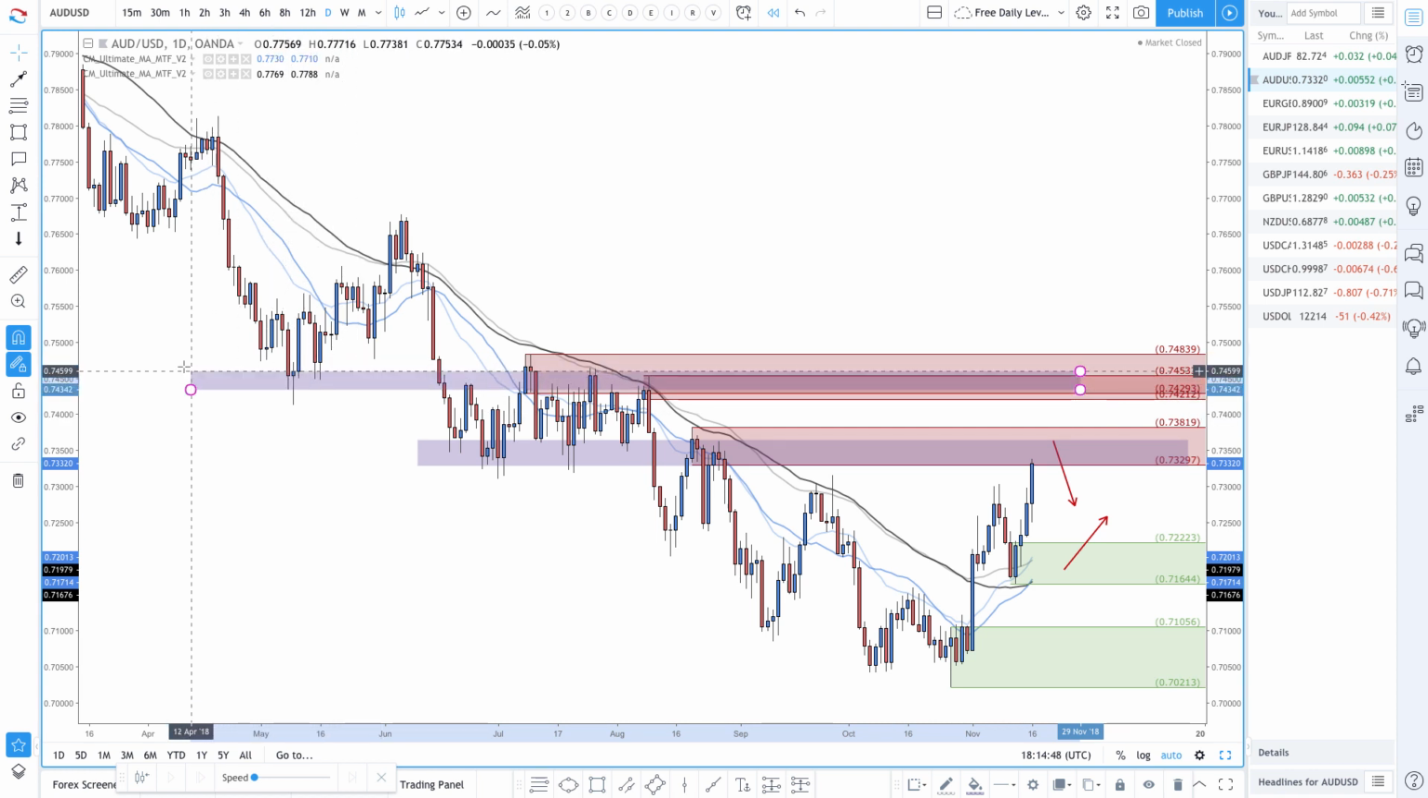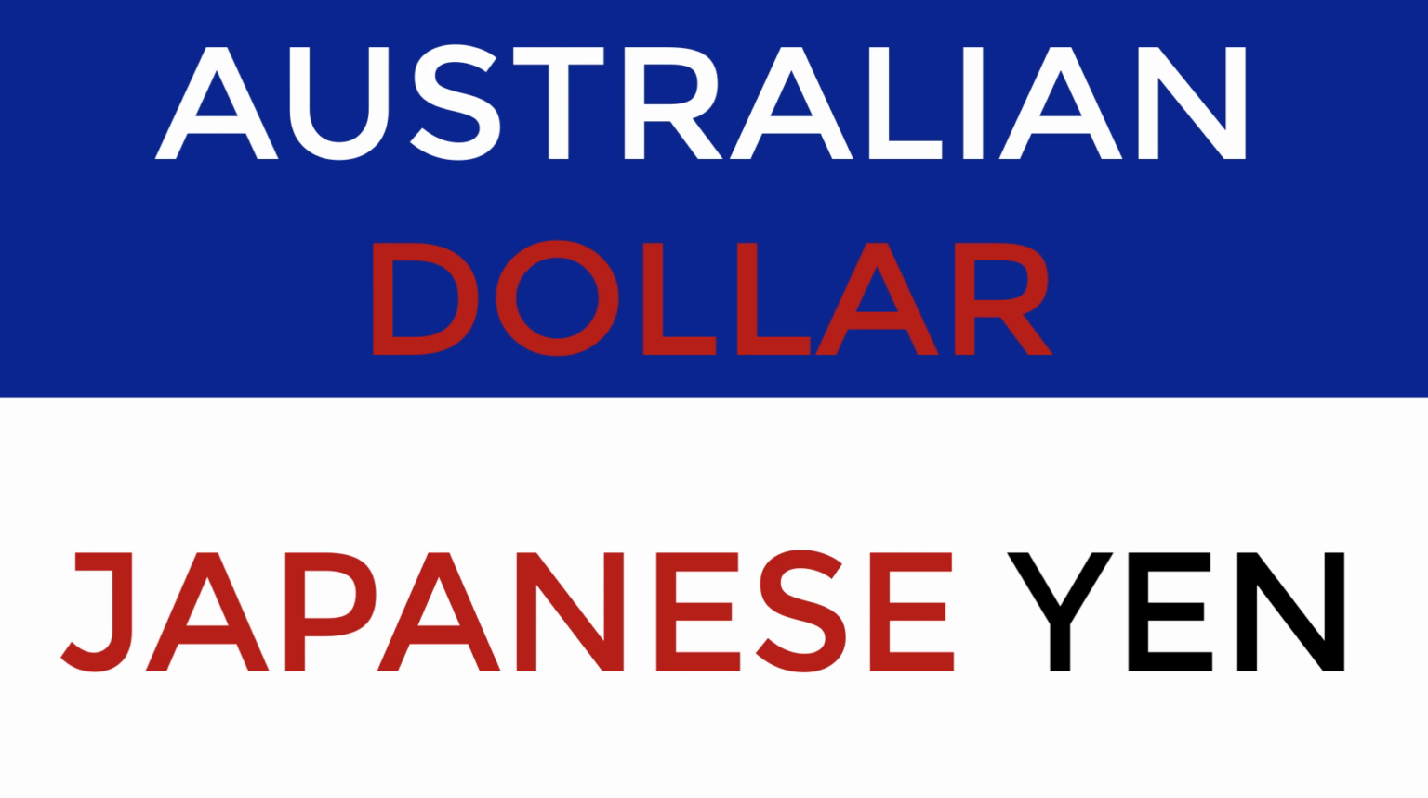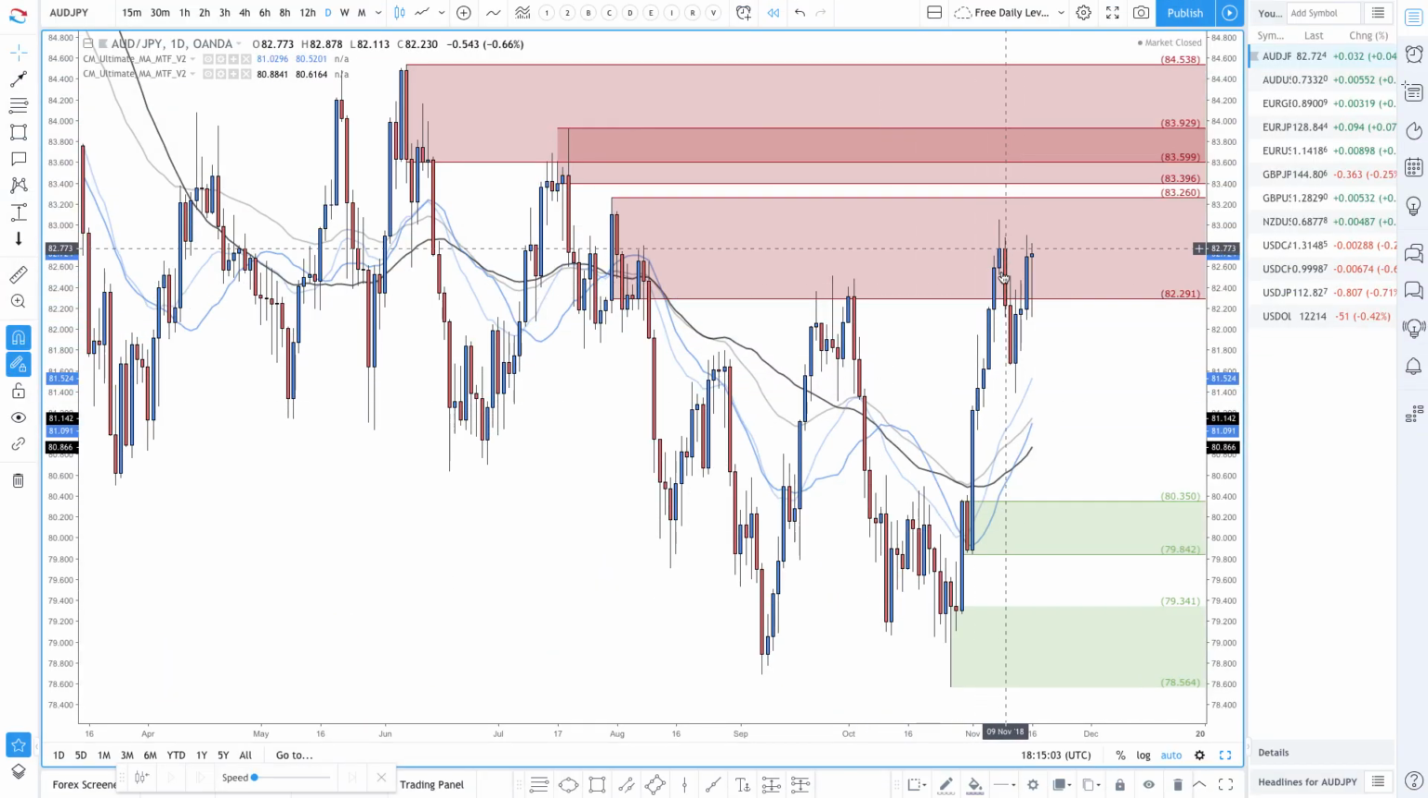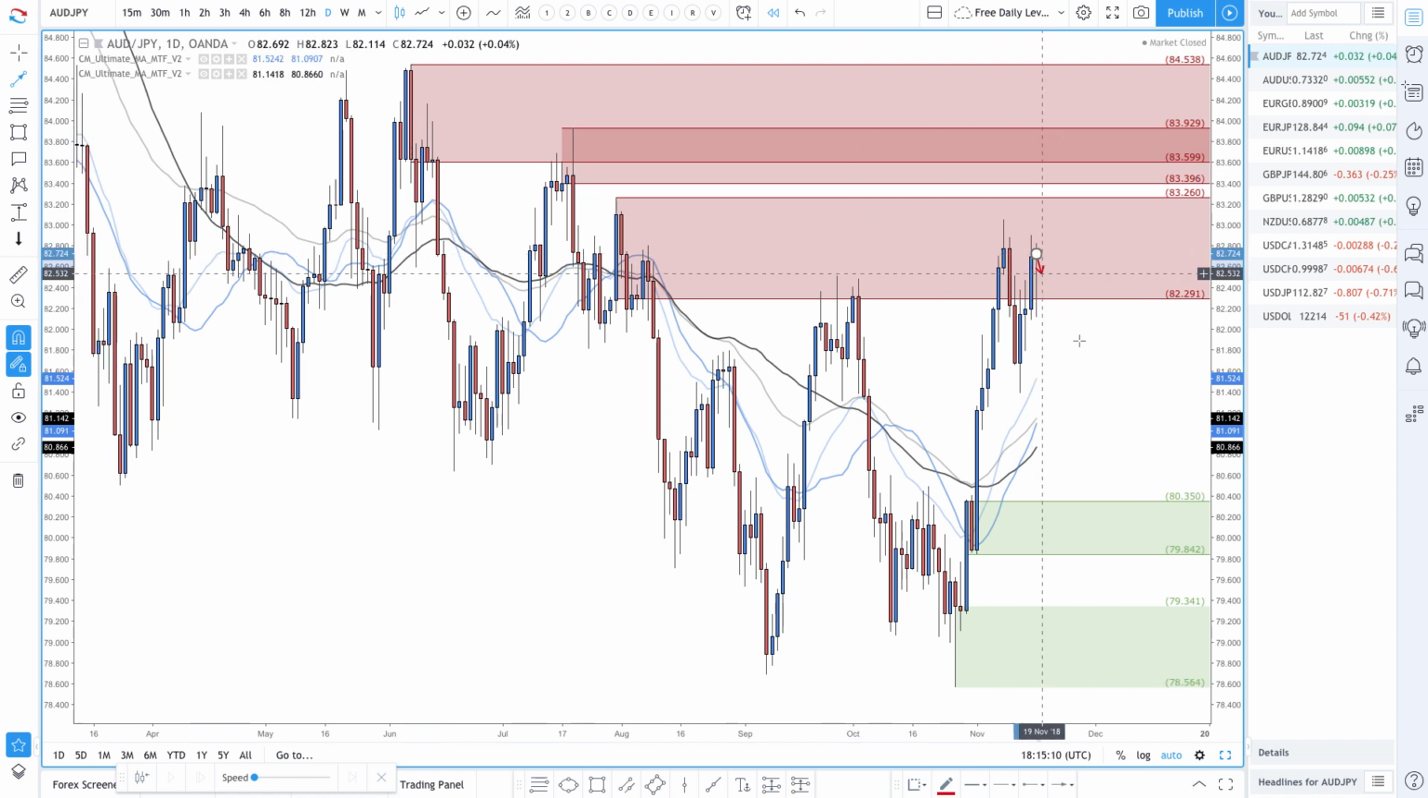So if that lower area doesn't work out, then this price area here is going to be the area of value that you're probably looking to short. And then finally we've got the Australian dollar, Japanese yen, and we did get a bit of a sell-off. So if you are looking to sell right now, this would be where you'd be looking to get short.